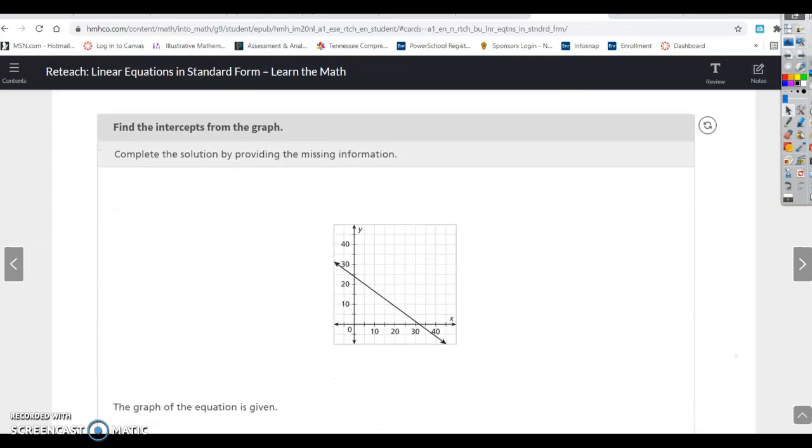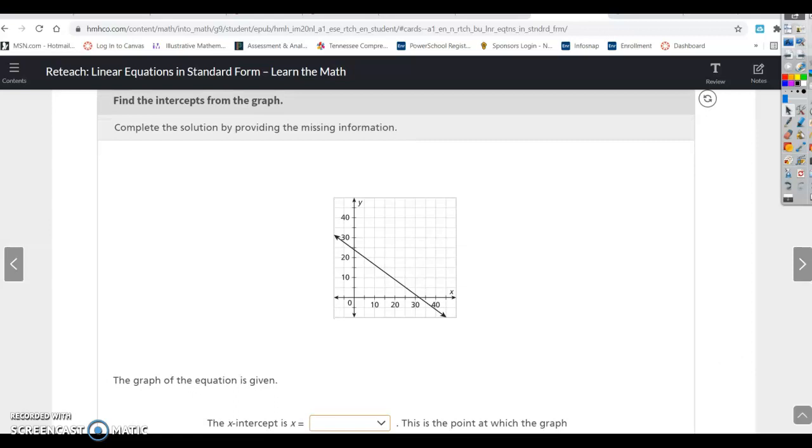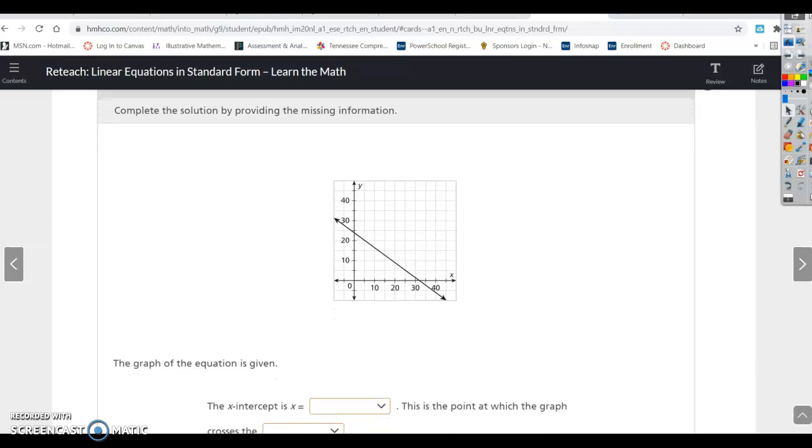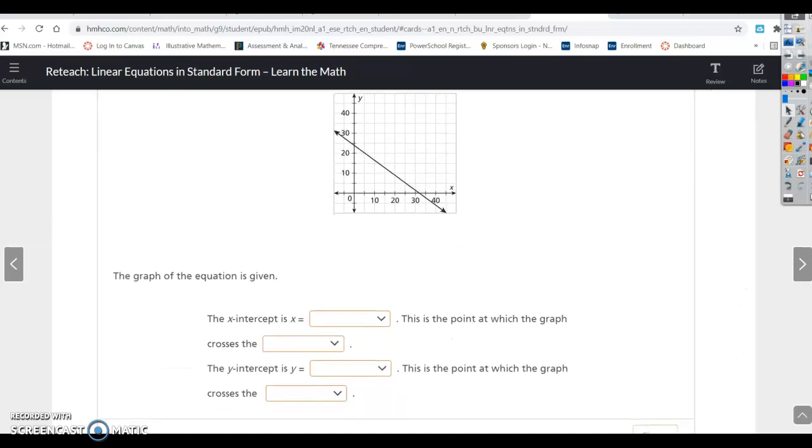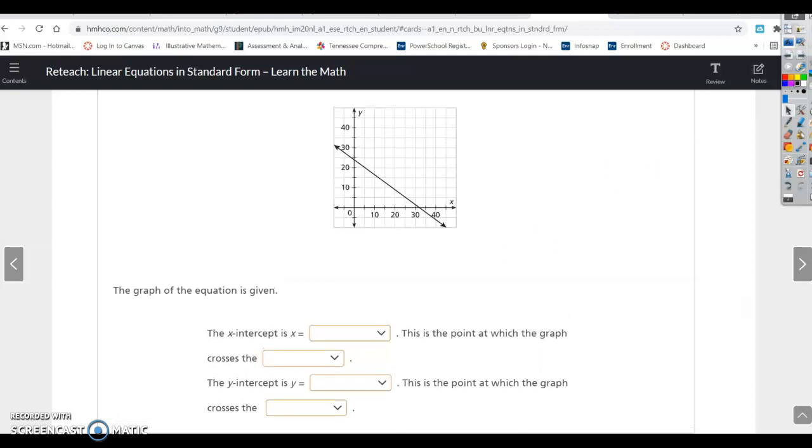It says find the intercepts from the graph. Complete the solution by providing the missing information. If we look at this graph, we can see that this is our x. We can see that it crosses the x-axis here. We can see that this is our y value, and it crosses the y here. So let's see what this information will tell us.